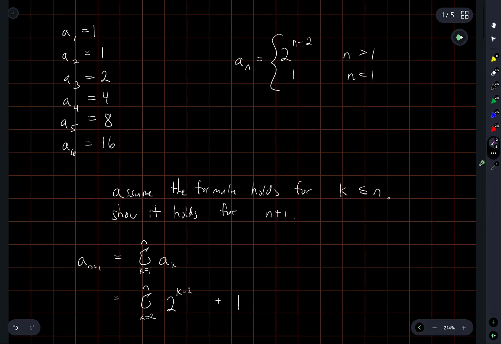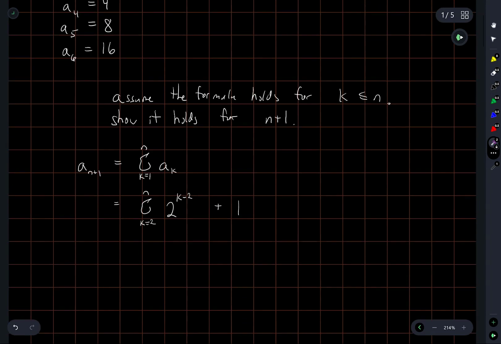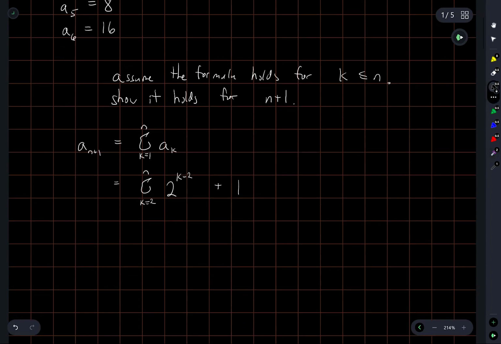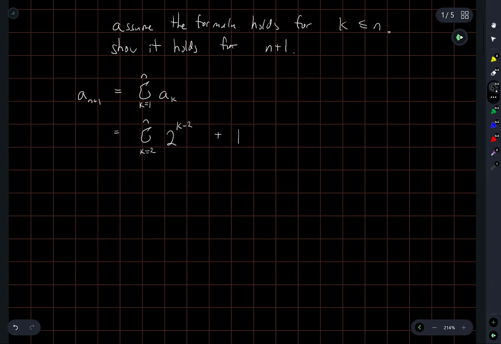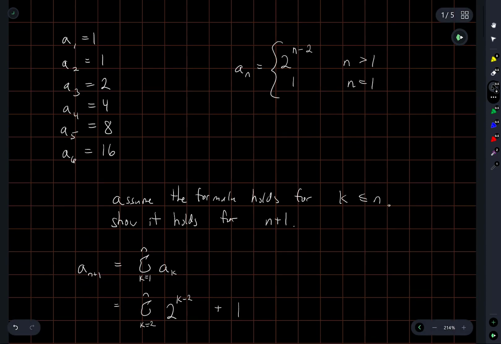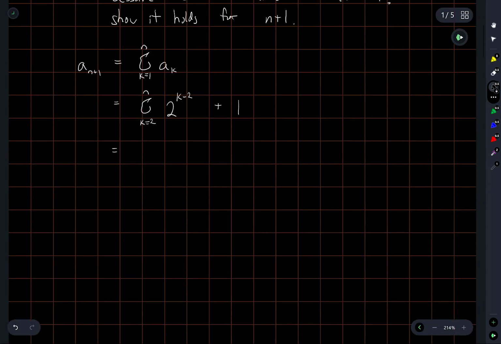Okay, so this is okay. And this is just a geometric series. So there's a formula for that. What is the formula for the geometric series? I think it is x times 1 minus r to the n over 1 minus r.